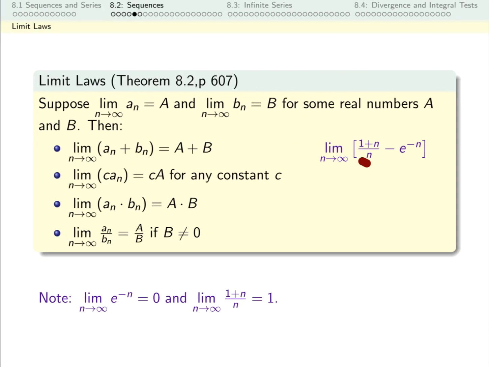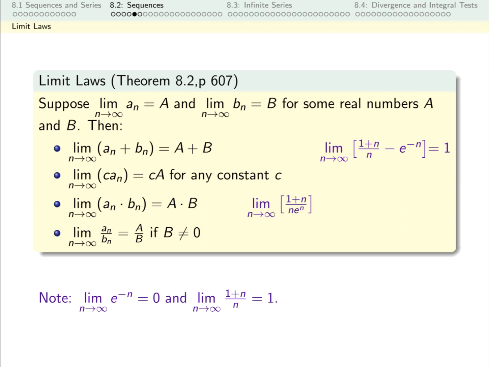We can make a sequence by combining them. So this is a sequence. I plug in n equals 1, I get some number. Plug in n equals 2, I get some number. And I can combine them in exactly the way that I would like. This goes to 1 and this goes to 0, so this limit is 1 minus 0. That's what this limit law is saying.